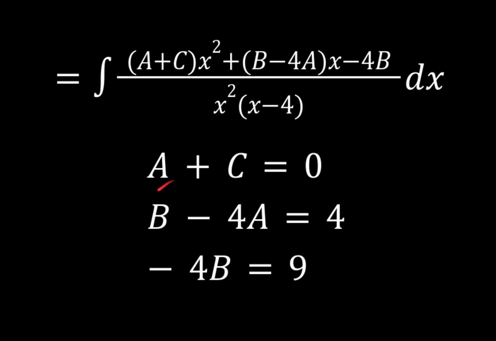And once you get to that, it's self-explanatory. Negative 9 fourths minus 4a equals 4. You can solve for that on your own. And then c is going to be negative a, so you just change the sign from positive to negative, or negative to positive.